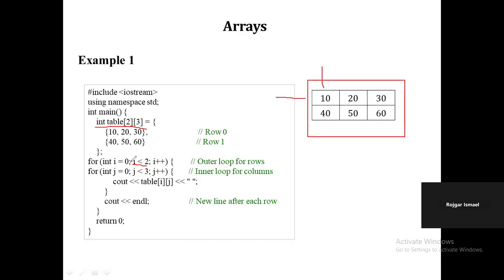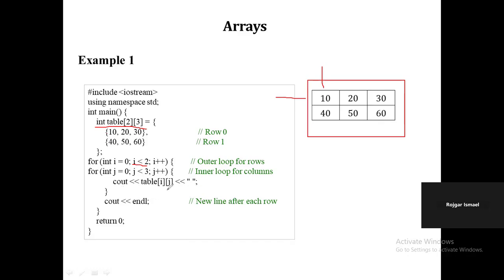This is a very simple example, just to give you a deep understanding about the multidimensional array. This is just to print out. cout table i and j, then quotation, space, quotation.